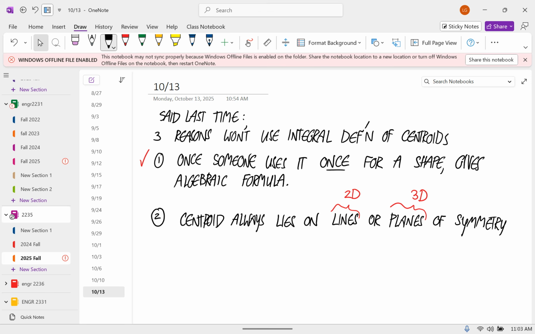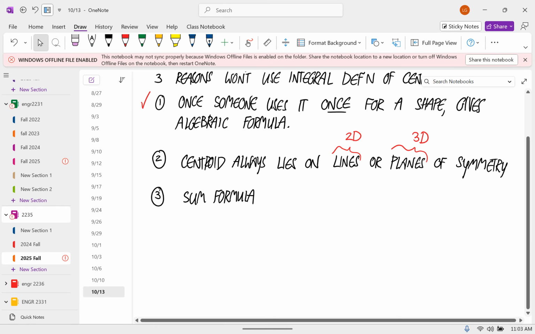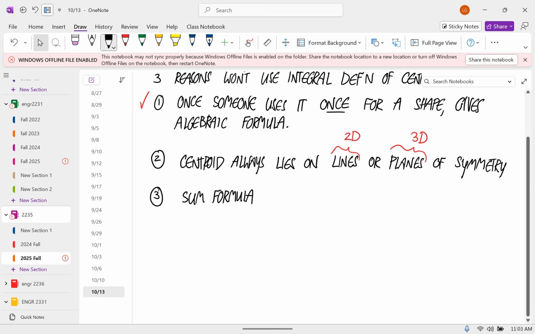And then the last thing is a sum formula, so that if we can build up a complicated shape out of simple shapes, we can use that. So I won't say anything other than that right now. But let me start by talking about lines and planes of symmetry.